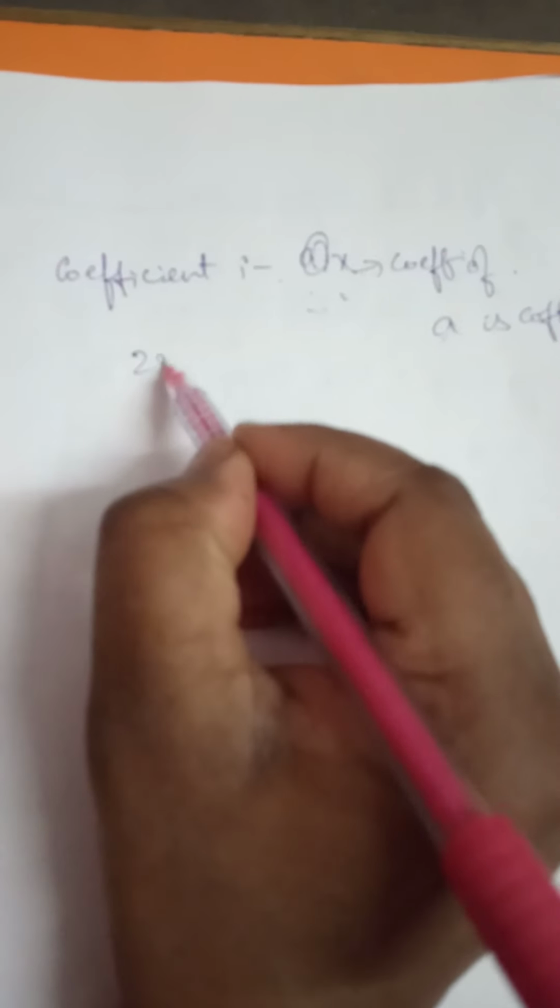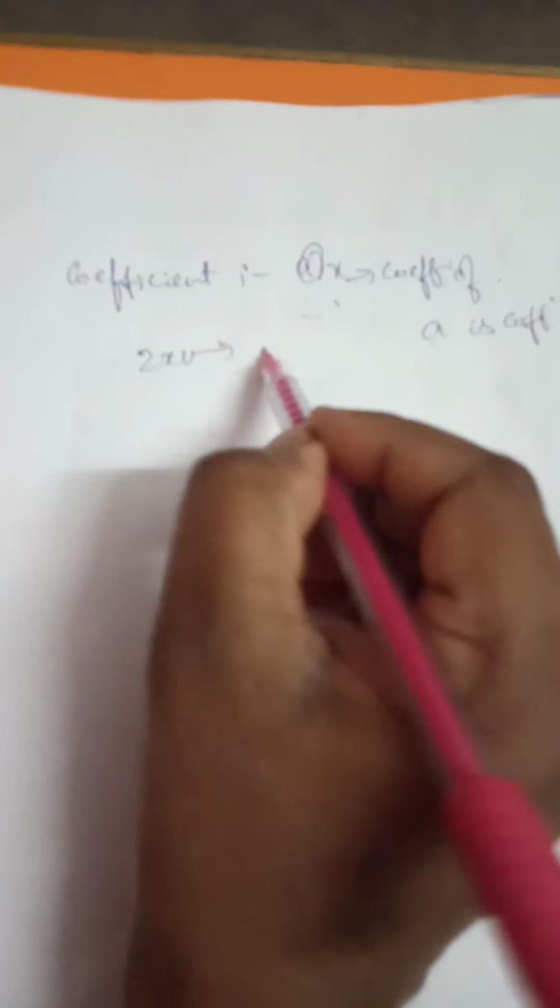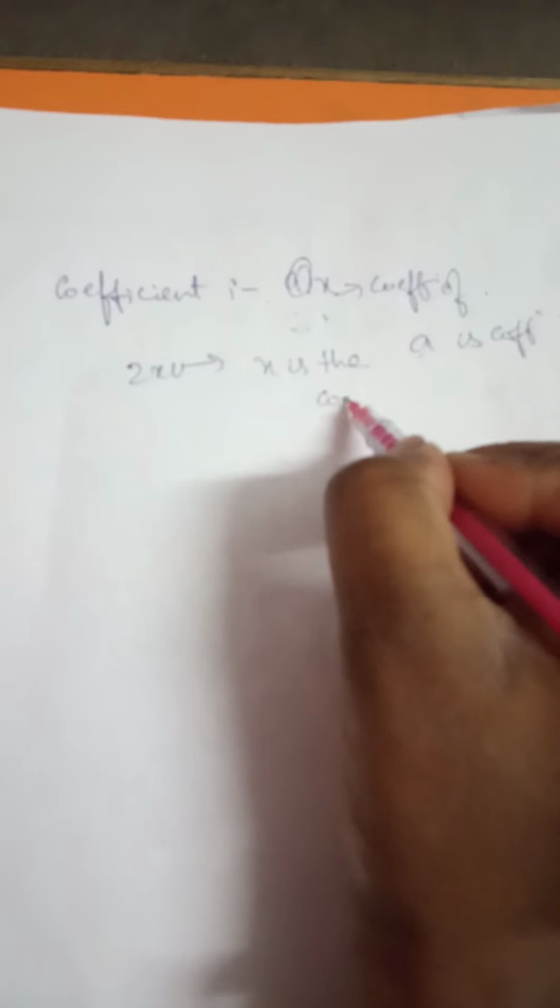For example, 2x. Here x is the coefficient of the numerical. What is the numerical number they have given? 2. We can write it like this in the coefficient of variables.